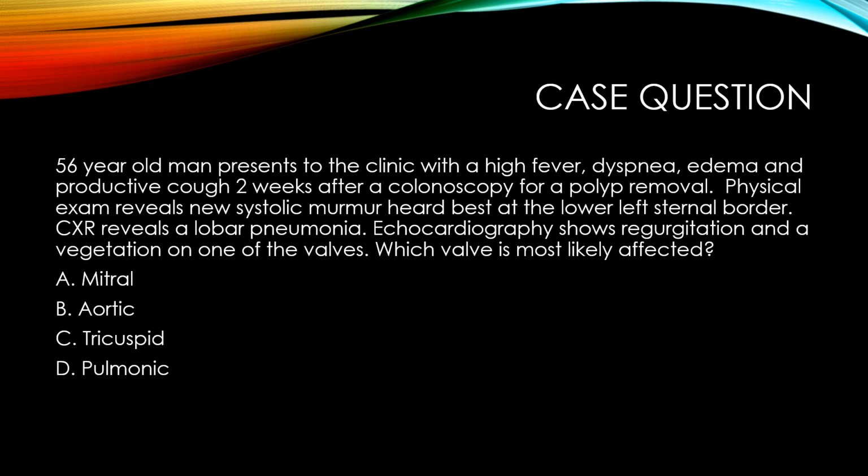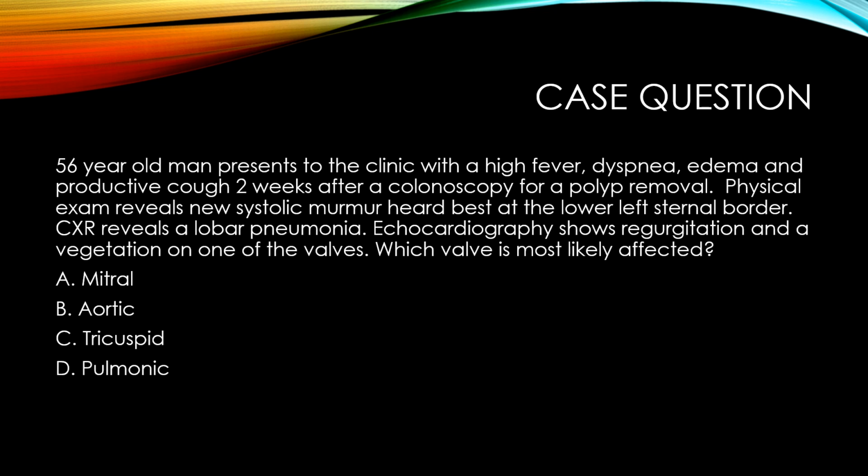So my case question for you guys: a 56-year-old man presents to the clinic with a high fever, dyspnea, edema, and productive cough for 2 weeks after a colonoscopy for a polyp removal. Physical exam reveals a new systolic murmur, heard best at the lower left sternal border. Chest X-ray reveals a lobar pneumonia. Echo shows regurgitation and a vegetation in one of the valves. Which valve is most likely affected?